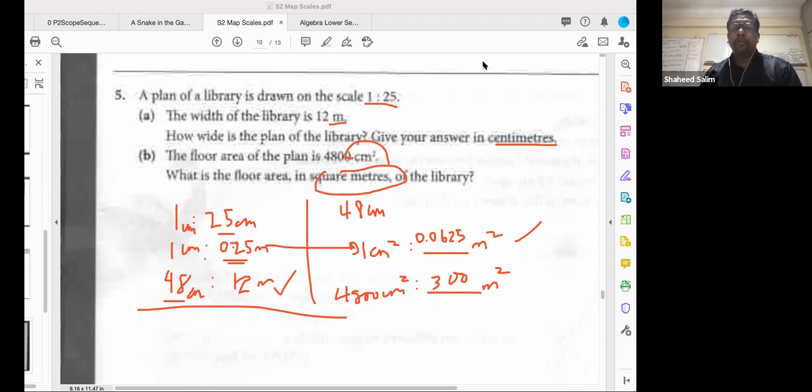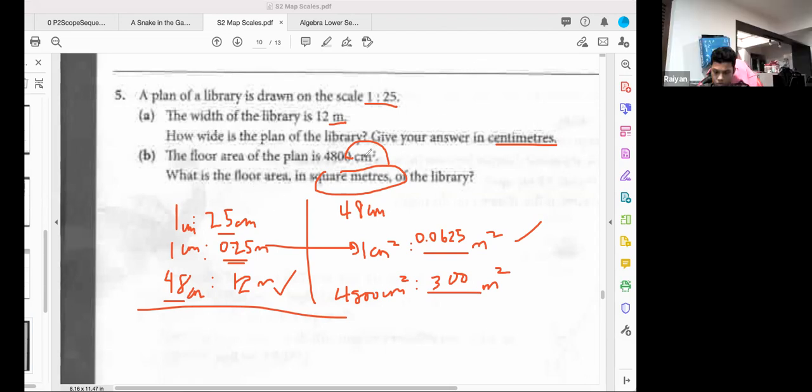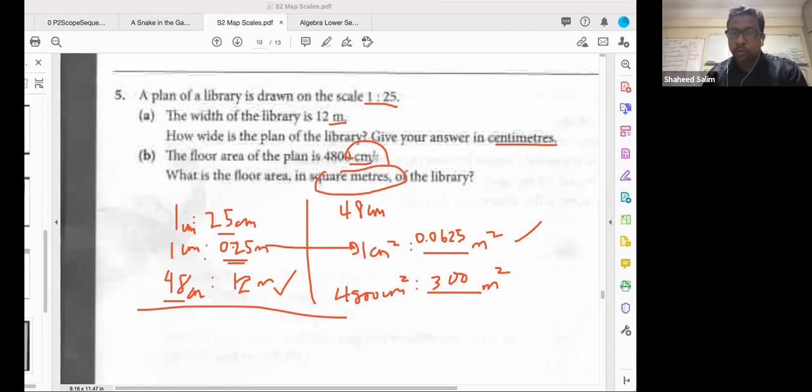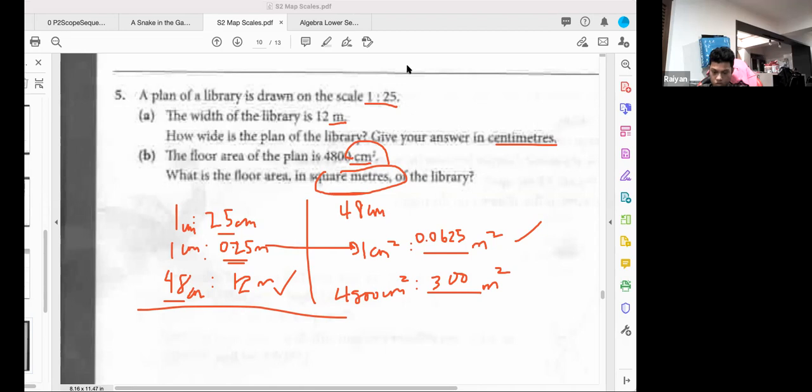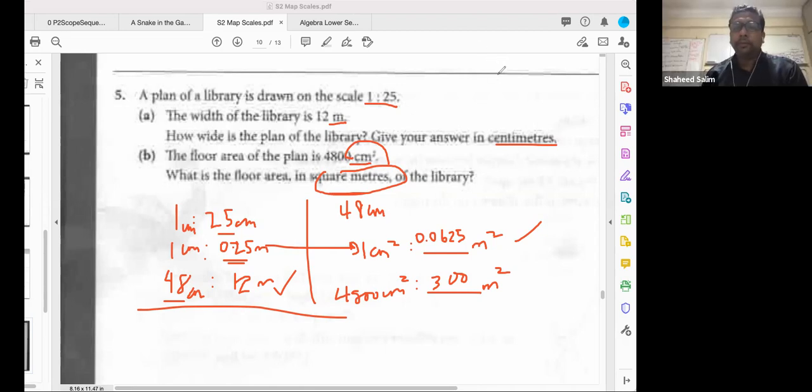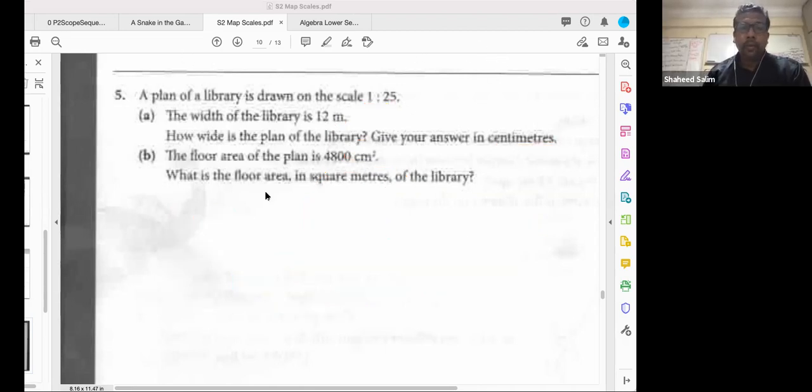Well done. Good try. Somewhere only you must remember lah, because you got to look at the question. Sometimes you put cm square, meters. You must use those units. Now we do the next one.